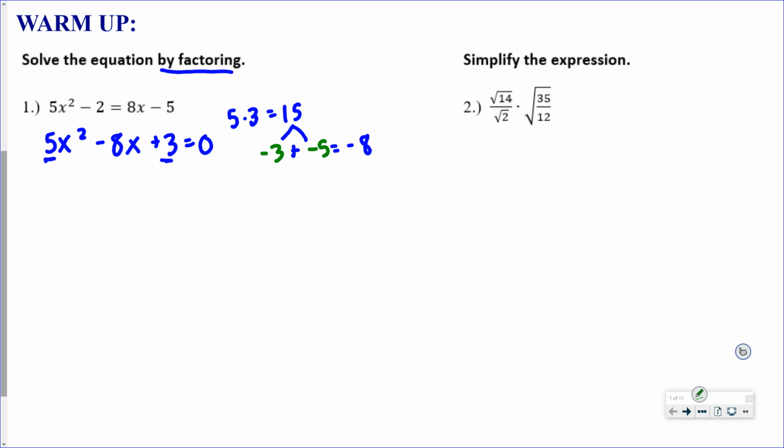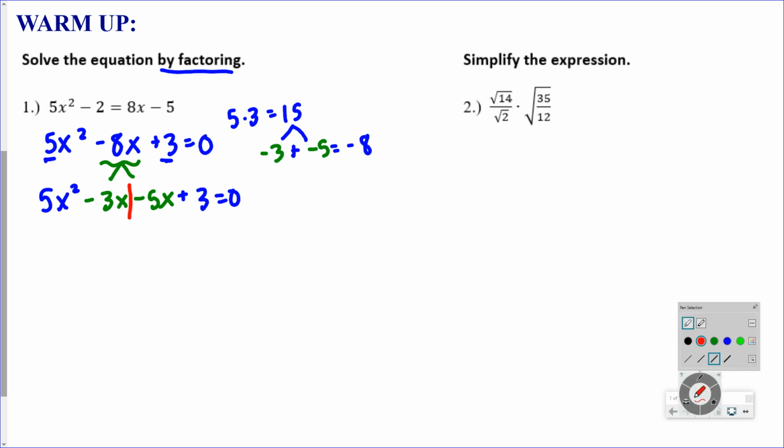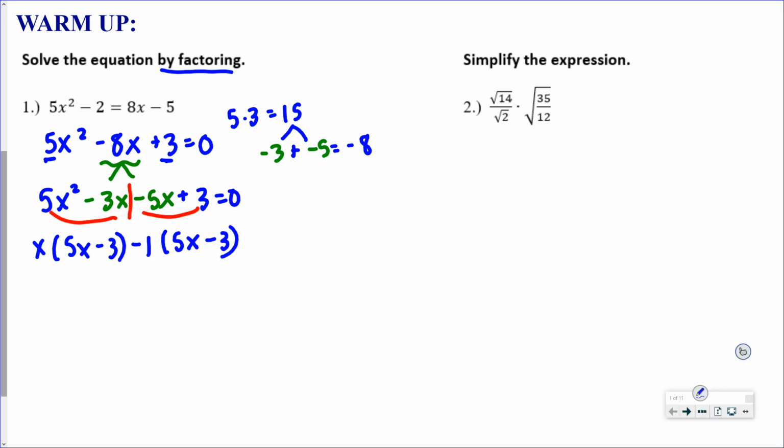With the AC method, once we get there, we break up this term into negative 3x and negative 5x, and then we factor by grouping. It's been a while. This is review. Refresher. So I'll split it in half. Factor by grouping. First group, all I could factor out is an x. I'd be left with 5x minus 3. In my second group, I would need to factor out a negative 1 to be left with 5x minus 3. So that factors into 5x minus 3 times x minus 1.